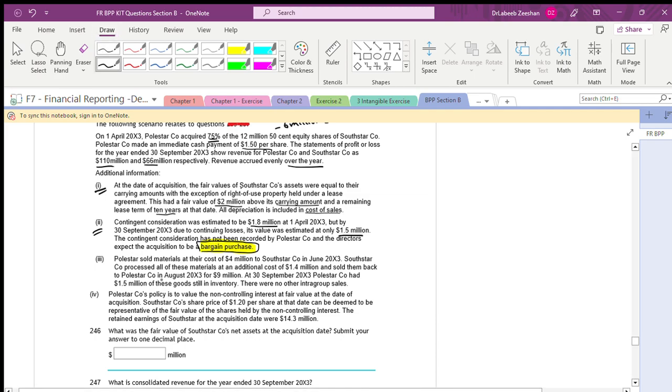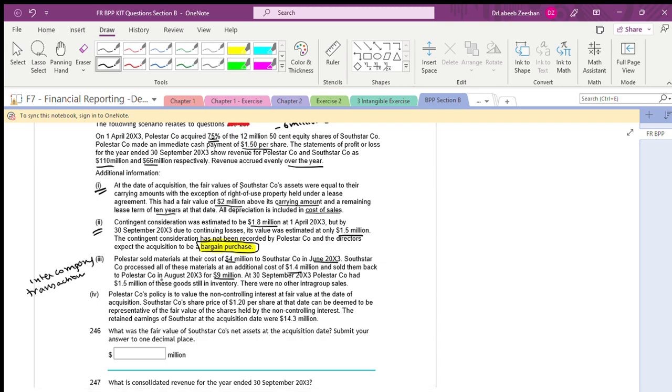Fine, we'll take that. Polestar sold materials at a cost of 4 million to South Star in 2003. They processed all these materials at an additional cost of 1.4 million and sold them for 9 million. That is nothing but intercompany transactions. We have to eliminate these intercompany transactions, 4 million and 9 million.